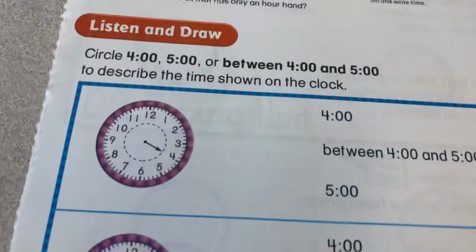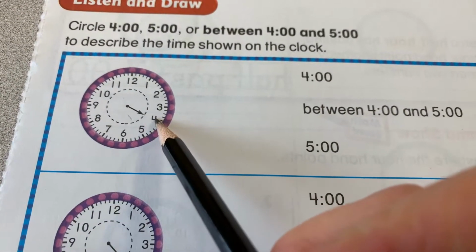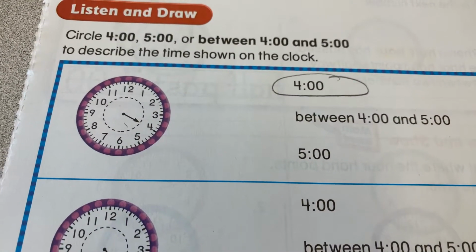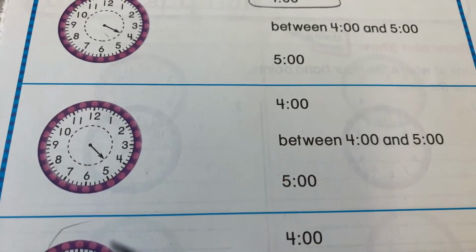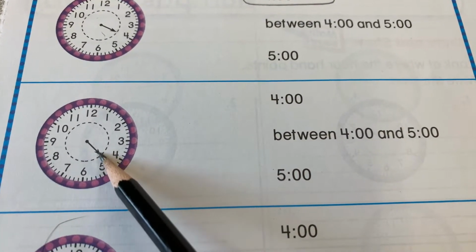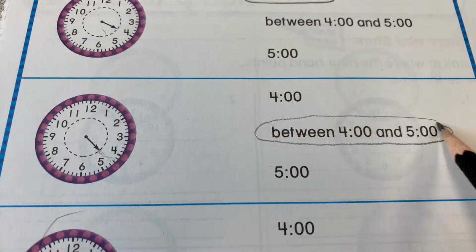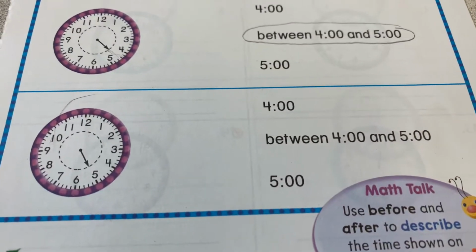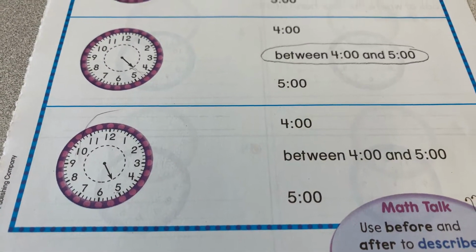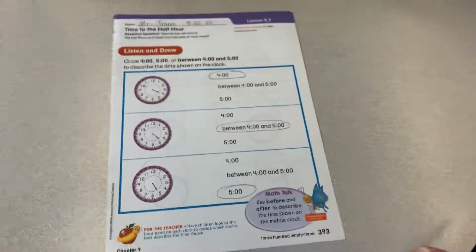Here we go. We're only seeing hour hands. I see this one, it's directly on the 4, so I would circle 4 o'clock. Let's come to the next one. This one looks like it's between the 4 and the 5, doesn't it? So I would say between 4 and 5. What do you think for this one, friends? What would you say for this one? Yes, I'd say it's right on the 5. I'd circle 5 o'clock. Good one.